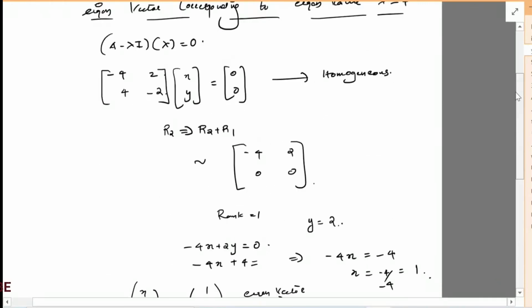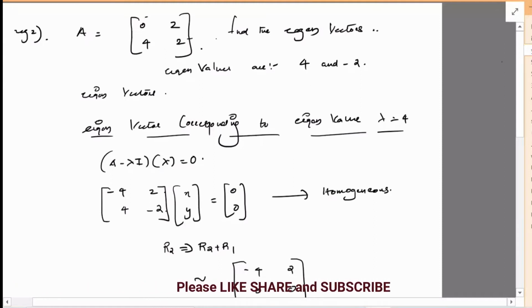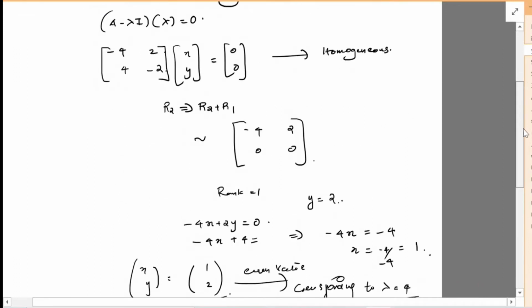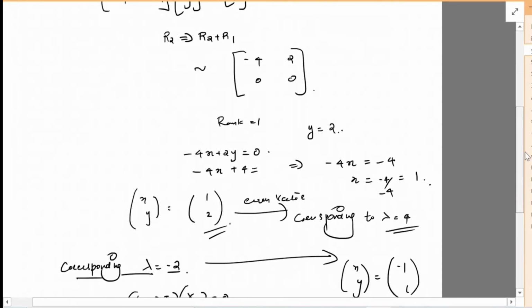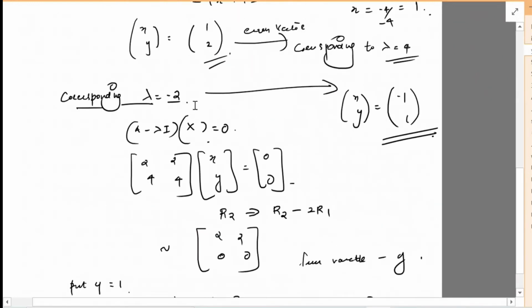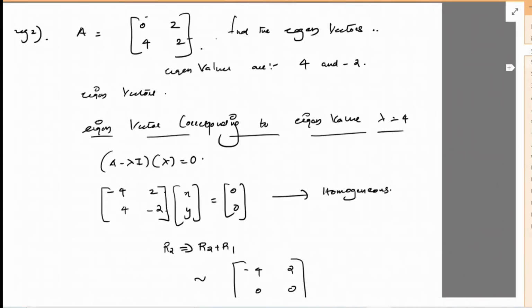So the eigenvector corresponding to lambda equal to 4 will be the vector (1, 2), and the eigenvector corresponding to lambda equal to minus 2 will be the vector (minus 1, 1). Okay, so now we can move on to a 3 by 3 matrix.